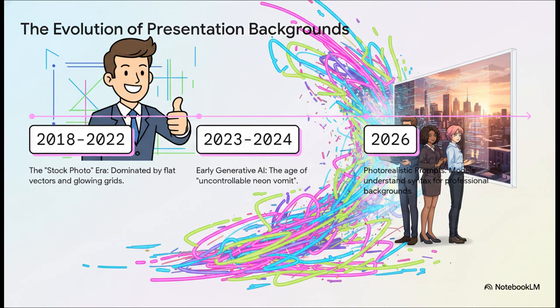Okay, so how did we even get here? Well, we've come a long way, right? You remember the old days, the stock photo era, all those flat vectors and glowing grids? Then came early generative AI, and with it, what I think is my favorite phrase ever: uncontrollable neon vomit. But the good news is we're now entering a whole new era, one where you can actually take back control.